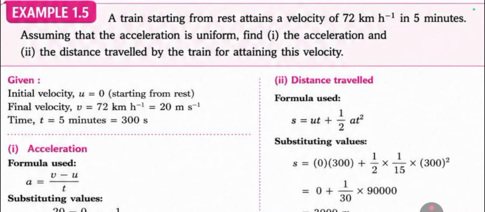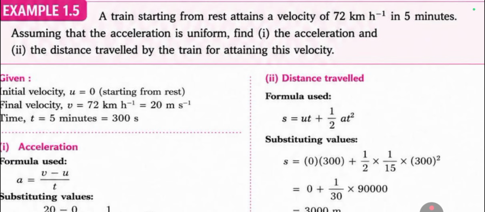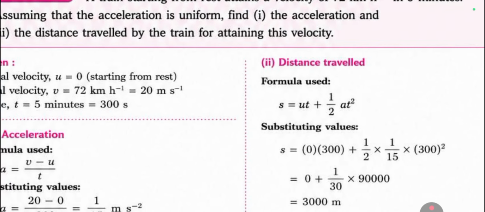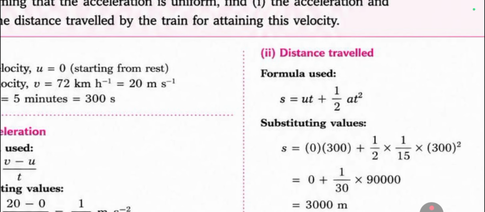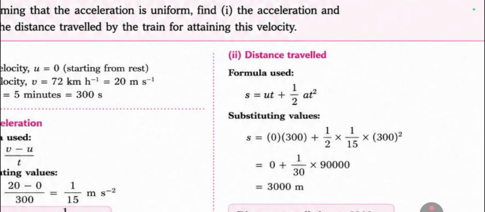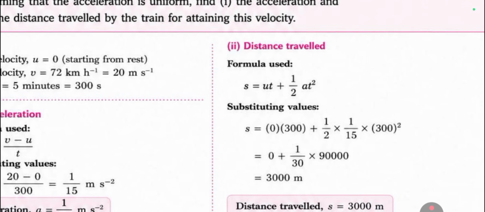In the second part, we find the distance traveled by the train for attaining this velocity. How much distance has it traveled? The formula used is s is equal to ut plus half at square, the second equation of motion. Substituting the values of u, a, t in this equation, 0 into 300 plus half into 1 by 15 into 300 square, that equals 1 by 30 into 90,000.